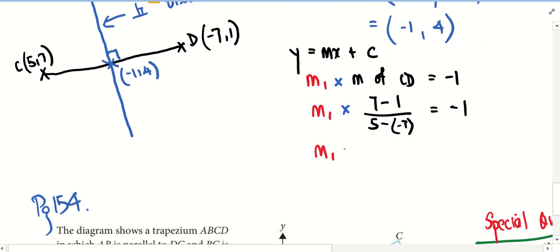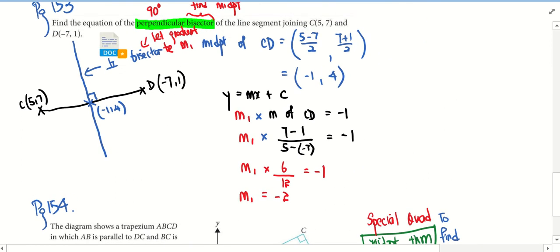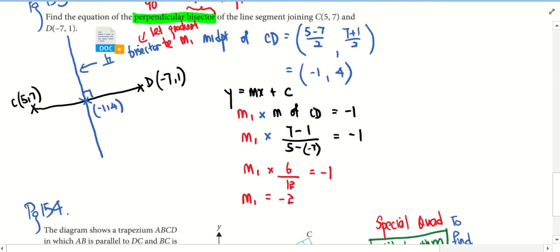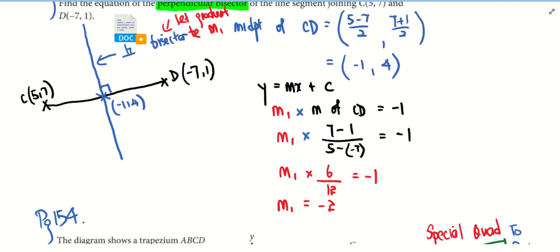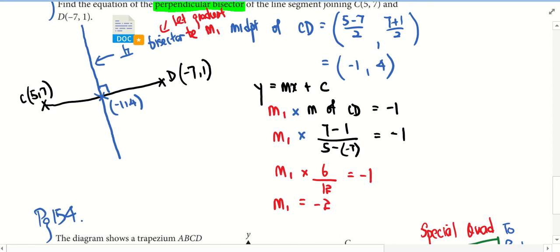So, if I want to find M1, simplify first. I believe you can solve this. What does this mean? Your gradient M1 is equal to -2. Very good. I have found the equation of the line by doing step 1, finding the gradient. So I'm going to put it inside. So y equals -2x plus c.